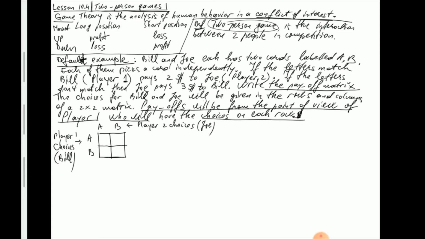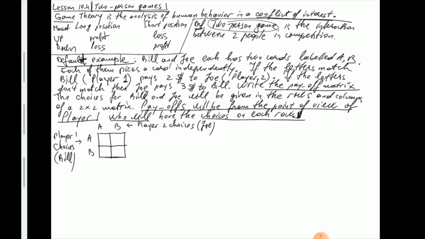Because two players interact, and one of them lists his choices by rows. So whenever player 1 picks a card, it's like player 1 choosing either row 1 or row 2. Whenever player 2 chooses a card, it's like player 2 choosing either column 1 or column 2. So at the intersection of each row and column, you can write the actual payoff.